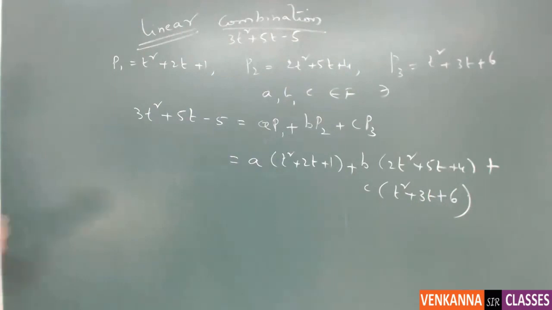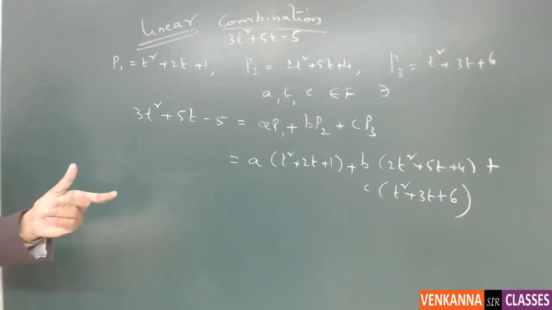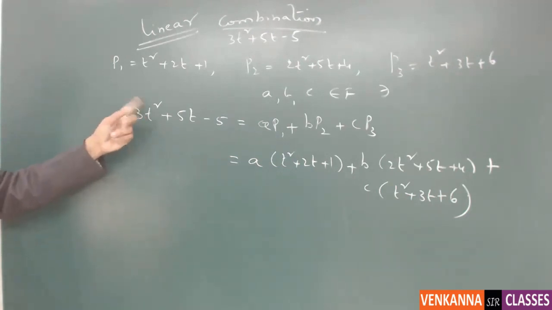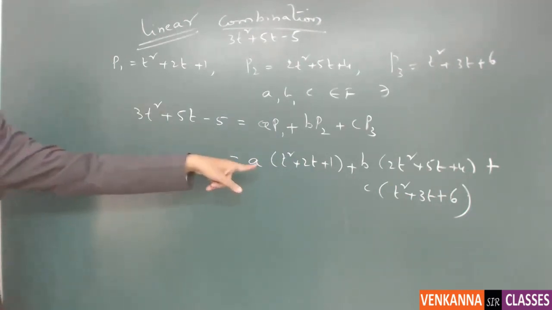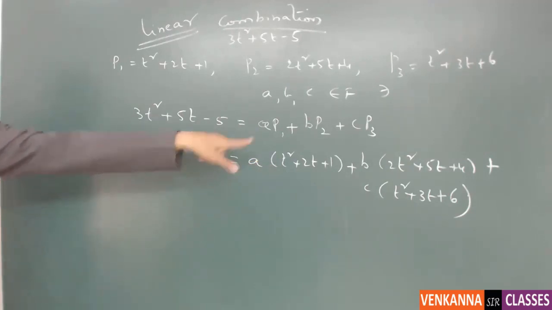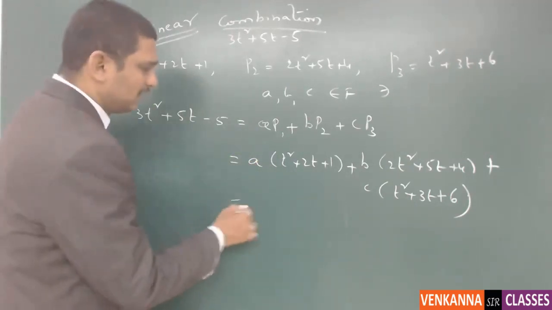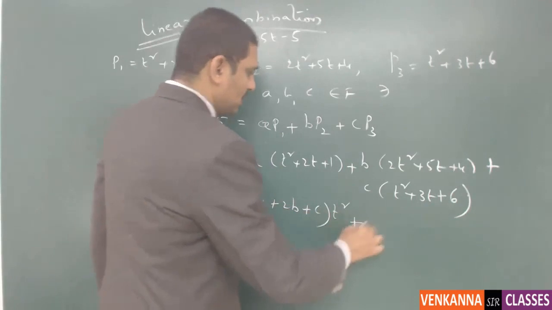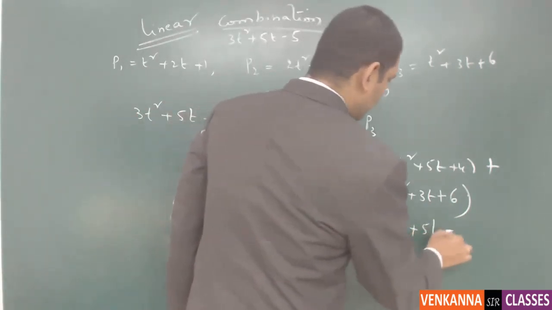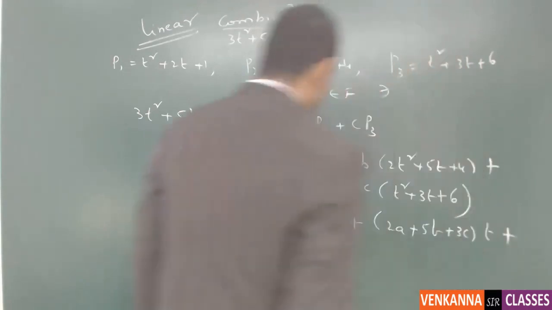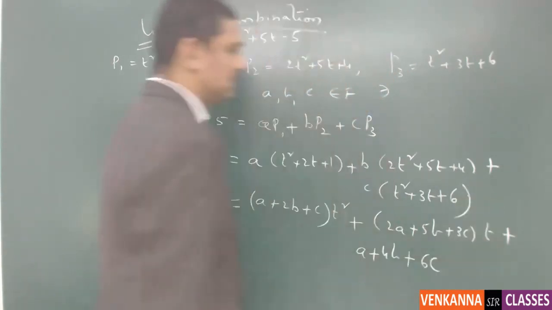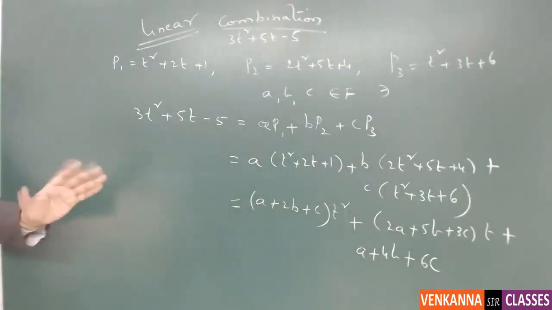How to solve it? If you multiply all these things and take the terms common, because on the left side you have the highest power t square, t and a constant. Similarly, by multiplying all these values, you take the respective terms as common. So if you observe, it will be (a + 2b + c) t square, (2a + 5b + 3c) t, and then you have a + 4b + 6c. This is the constant, simply by taking the terms as common.